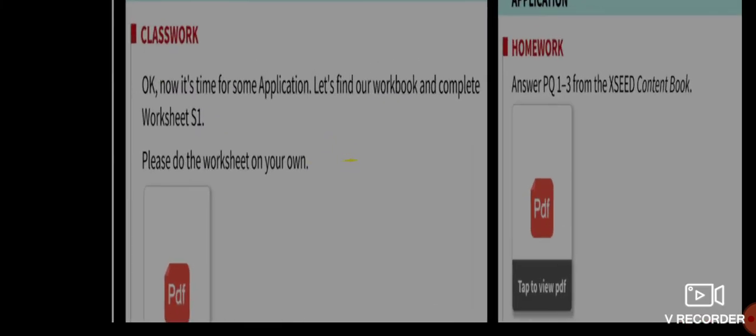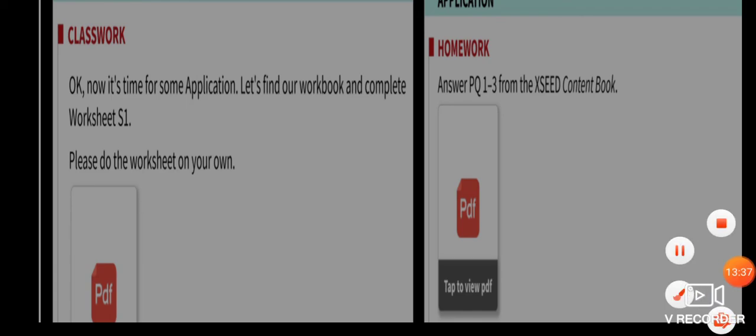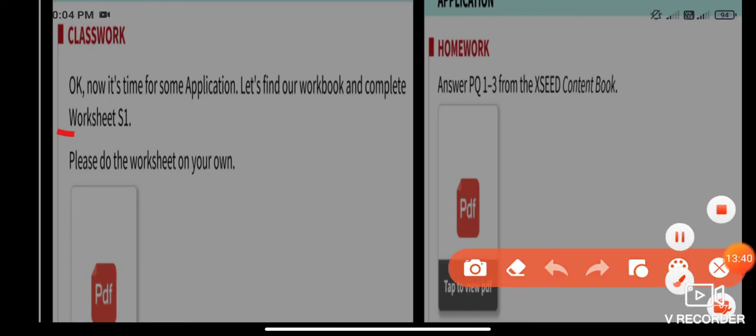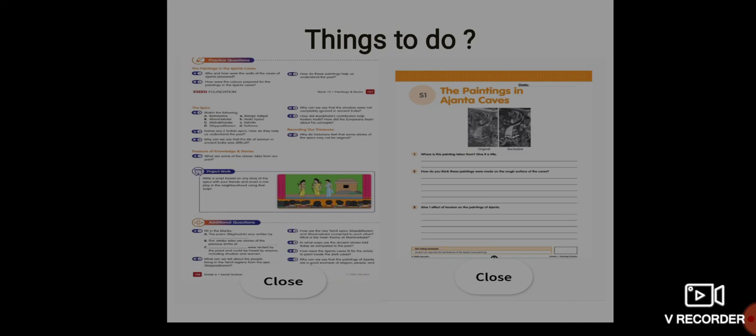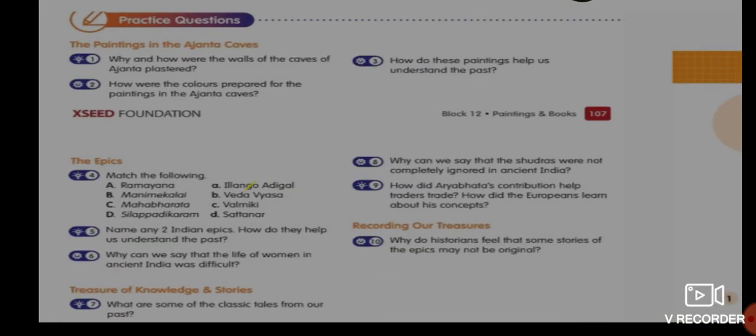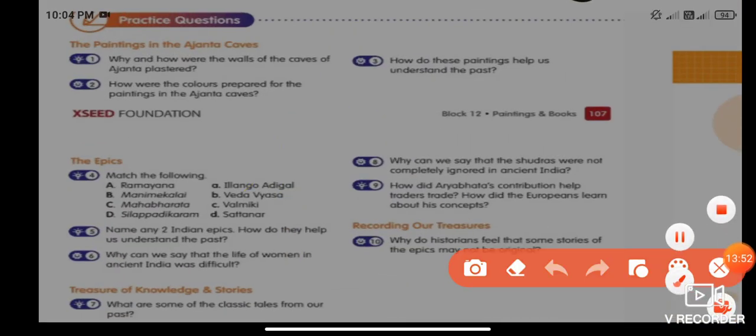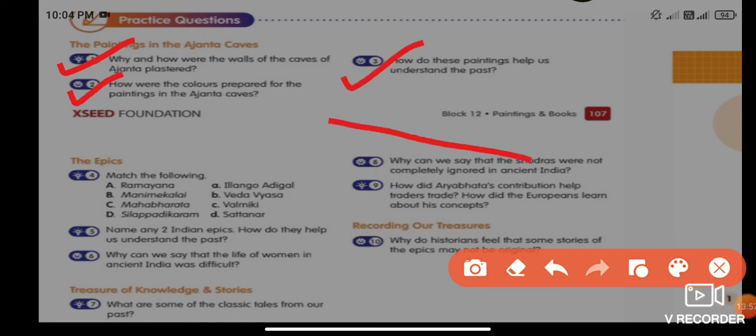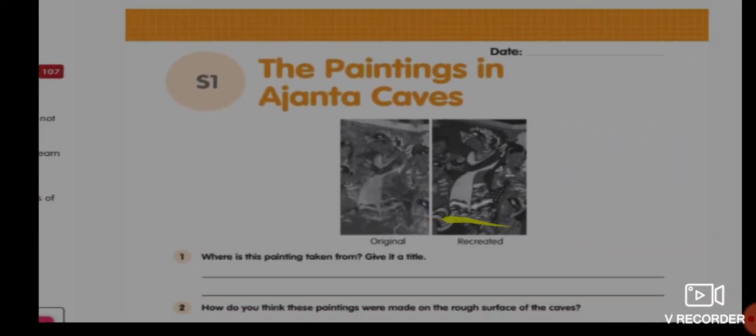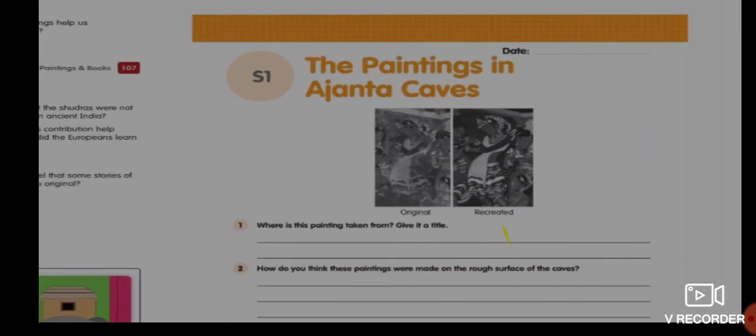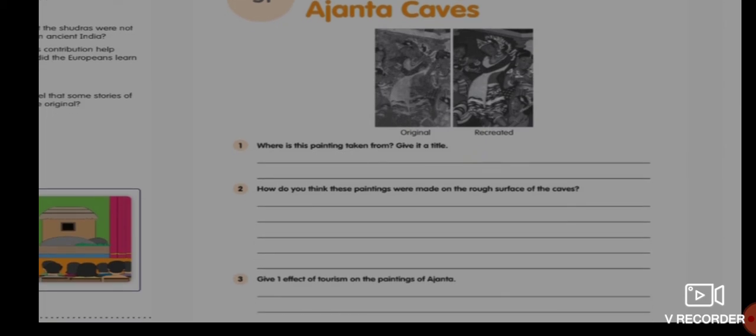So class 4, your things to do for today: please complete your worksheet S1, and then do practice questions 1, 2 and 3. These are the questions you are supposed to do from the practice questions along with worksheet S1, on the paintings in the Ajanta caves.